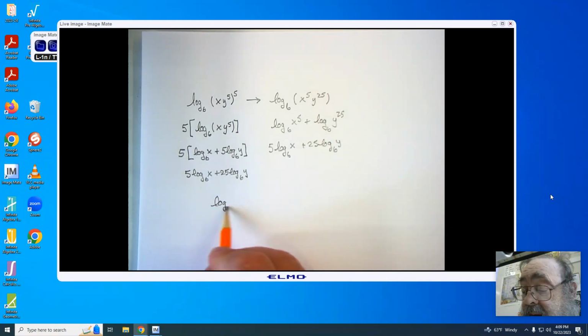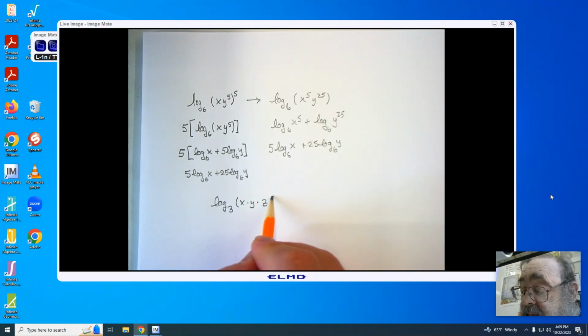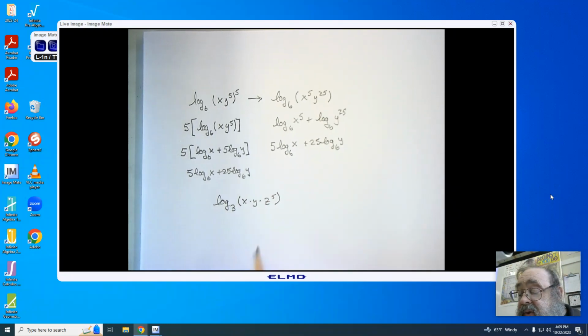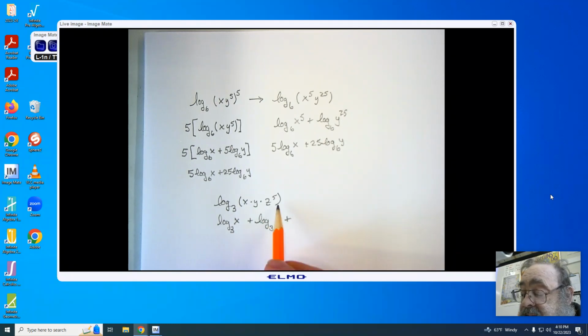Let's go ahead and go to number 2. Log base 3 of x times y times z to the fifth power. This is going to use our first and third property. So for this, we're going to be taking our log base 3 of x plus log base 3 of y plus, with the power moving in front, 5 log base 3 of z.